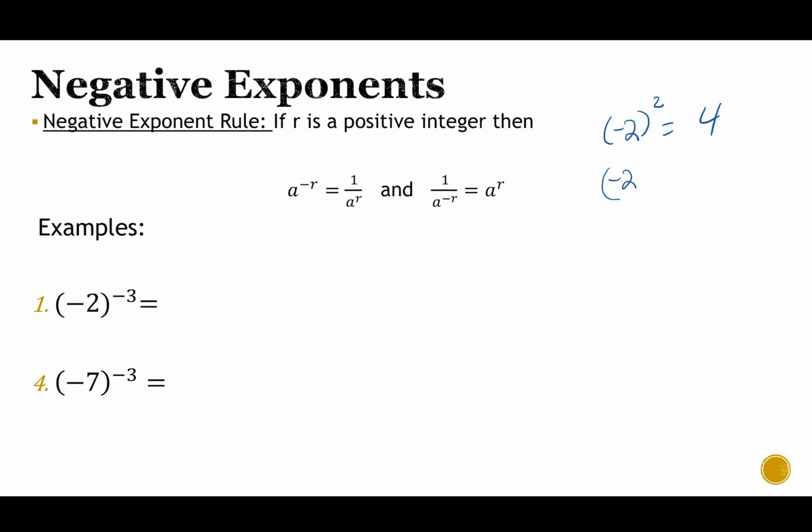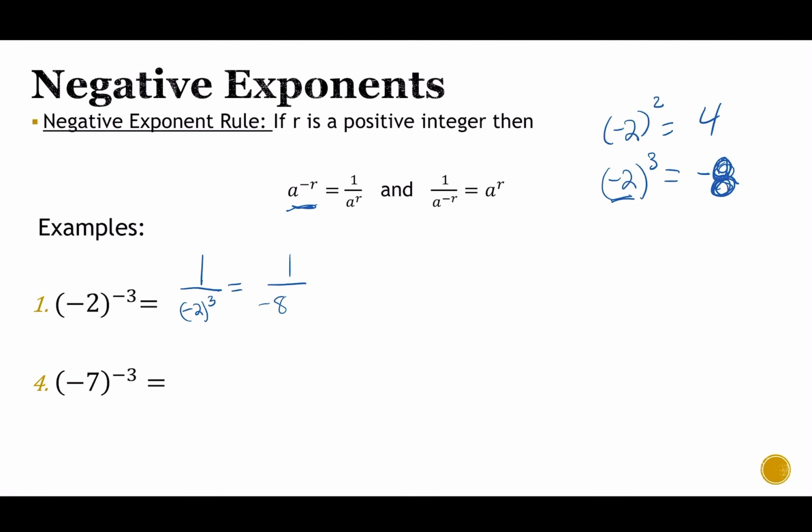If I have a negative number raised to an odd power, it stays negative, right? Because negative 2 times negative 2 is a positive 4, but times a negative 2 again brings us to negative 8. So if I have negative 2 to the negative 3, that's saying, okay, this is a negative exponent, so it's going to be 1 over negative 2 cubed. Well, that would be 1 over negative 8, so negative 1/8.